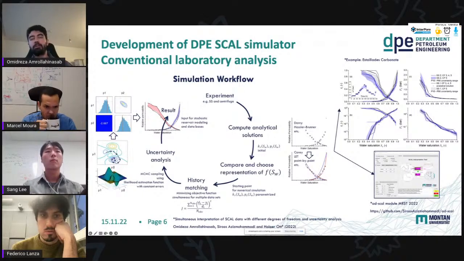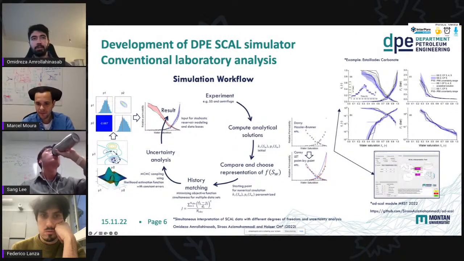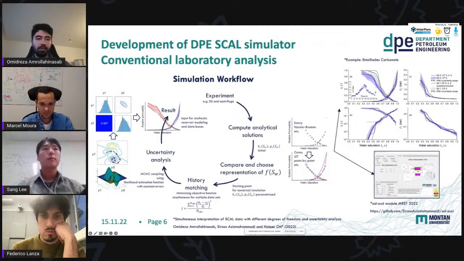You might also be limited by the parameterizations that you have, like the famous ones, Corey and LET. And then here we came up with a point-by-point approach to represent your relative permeability to not be limited to the parameterizations. And in the end, we characterize the uncertainty range using Monte Carlo methods. And the result is what you can see on the left side. This is what we discussed, where you can have uncertainty ranges both for capillary pressure and relative permeability, and see how they lie on top of each other for different sample-to-sample variations, and so on.